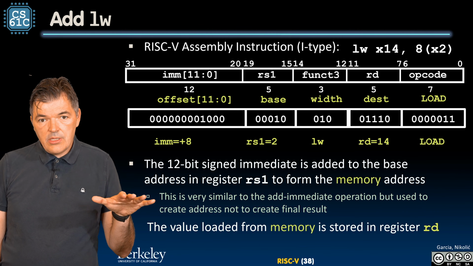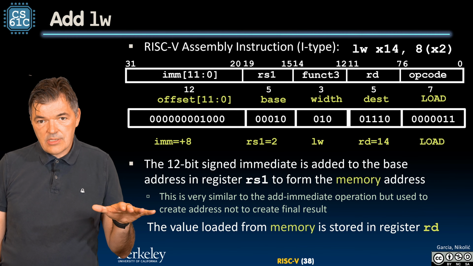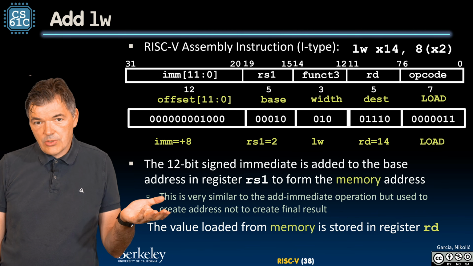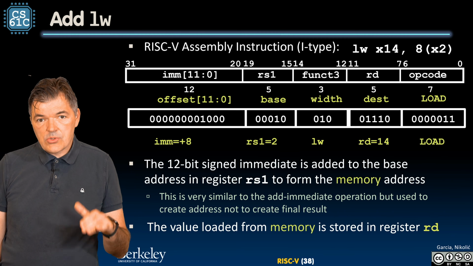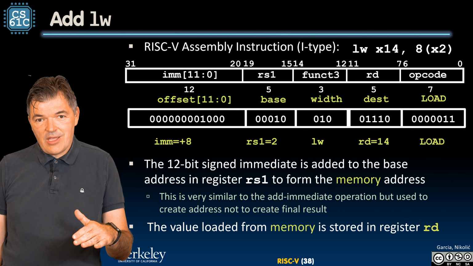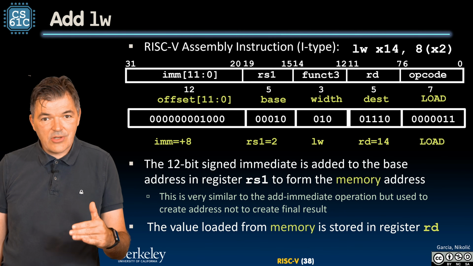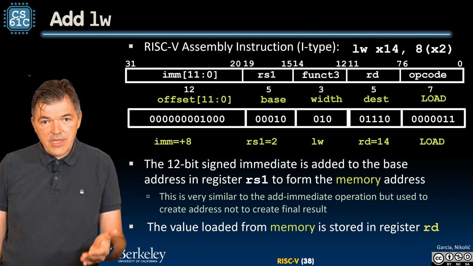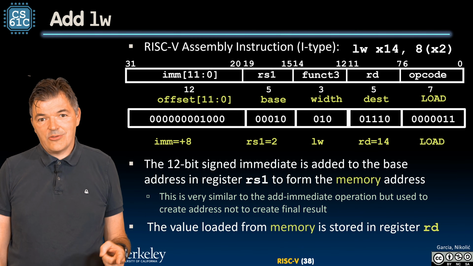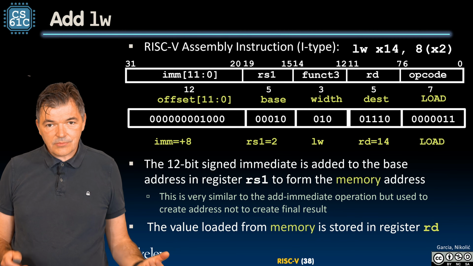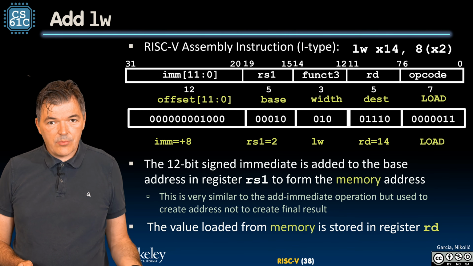Now, that sum of the immediate and the value from RS1 should not be written straight back into the destination register, which is what we did in I-types. Instead, it is being used to point to the memory address where we would like to retrieve data from. And then that data that we get from the memory will be written back into the destination register. So what does our data path need to support?